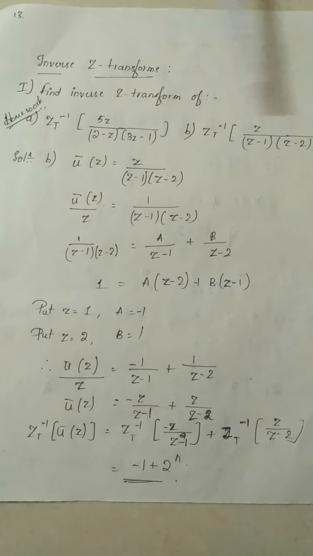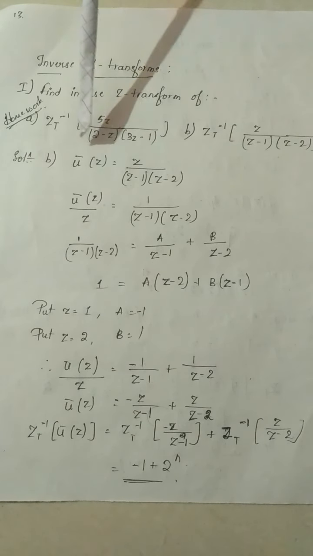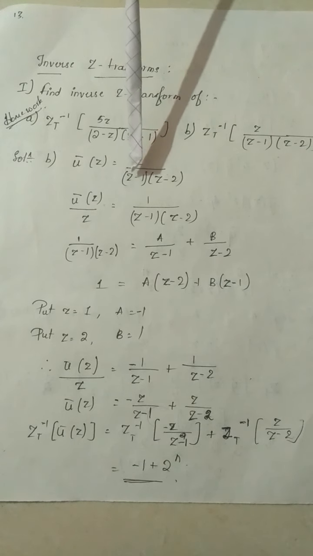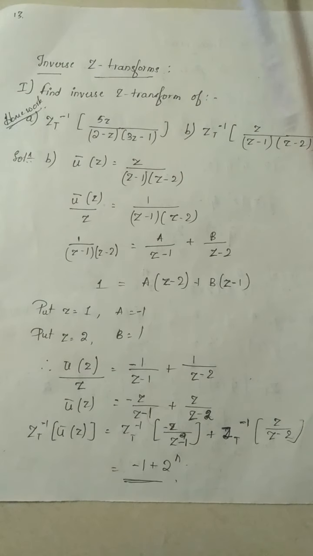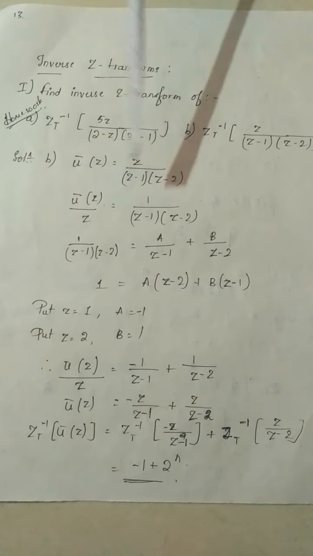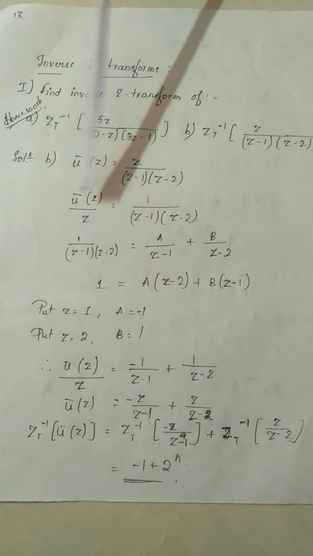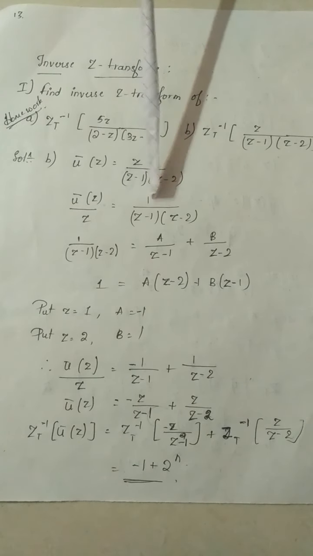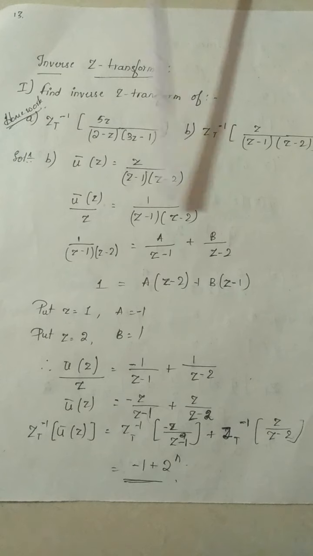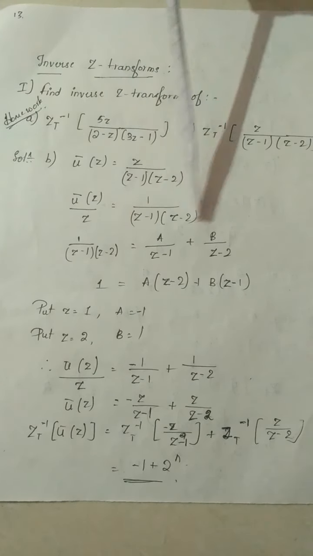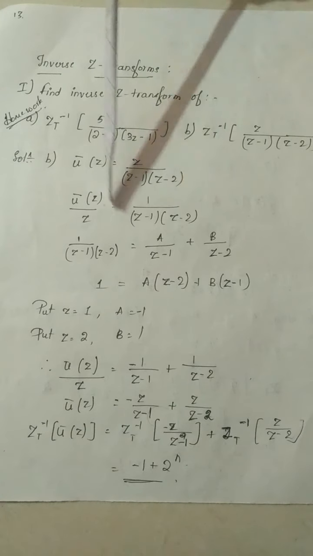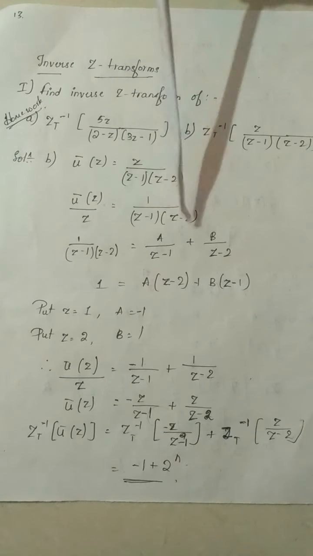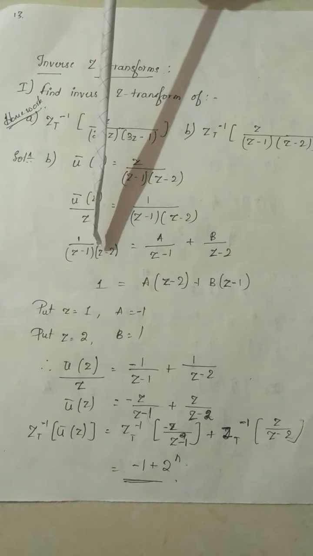So let us take this as u bar z. So u bar z is equal to z upon z minus 1 into z minus 2. Now shift this z to the other side. U bar z upon z is equal to 1 upon z minus 1 into z minus 2, because we have shifted z to that side. So now let us resolve this part into partial fractions. So 1 upon z minus 1 into z minus 2.